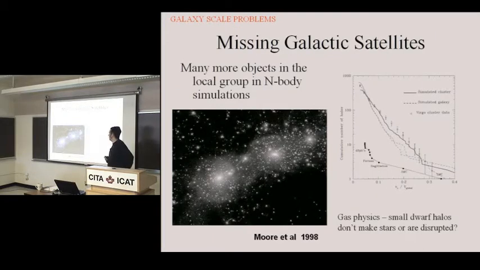The missing galactic satellites issue comes from people like Ben Moore, who were doing huge simulations with the open source code PKDGRAV, the predecessor of Gasoline. They found that in this local group simulation, you actually get enormous numbers of satellites in the dark halos. So they plotted it up and said, look at all these satellites, why don't we see those around the Milky Way?